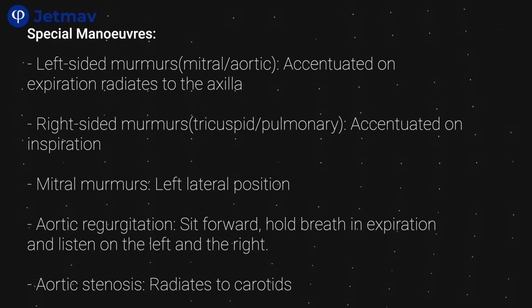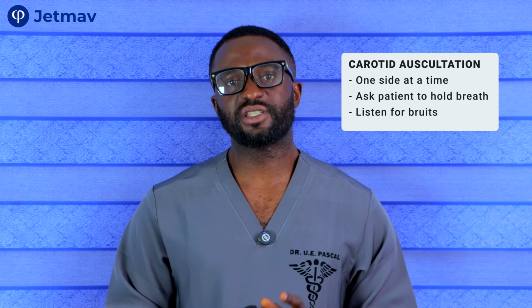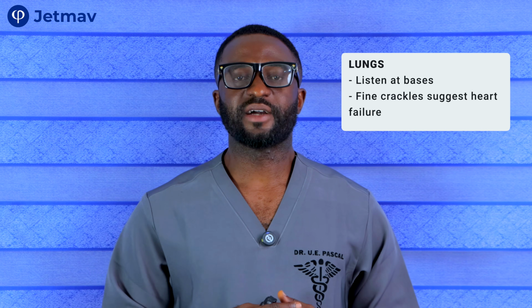So after auscultating for the heart sounds, the murmur, and the thrills, the next thing you auscultate for is the carotid artery. And we usually do it one side at a time. So you can ask the patient to hold their breath, listen on the left and you listen on the right. Then the other extensions which I mentioned, such as the lungs. So in the lung, you listen at the bases for fine crackles. This might suggest a pulmonary edema, which presents as fine crackles, and this suggests heart failure.